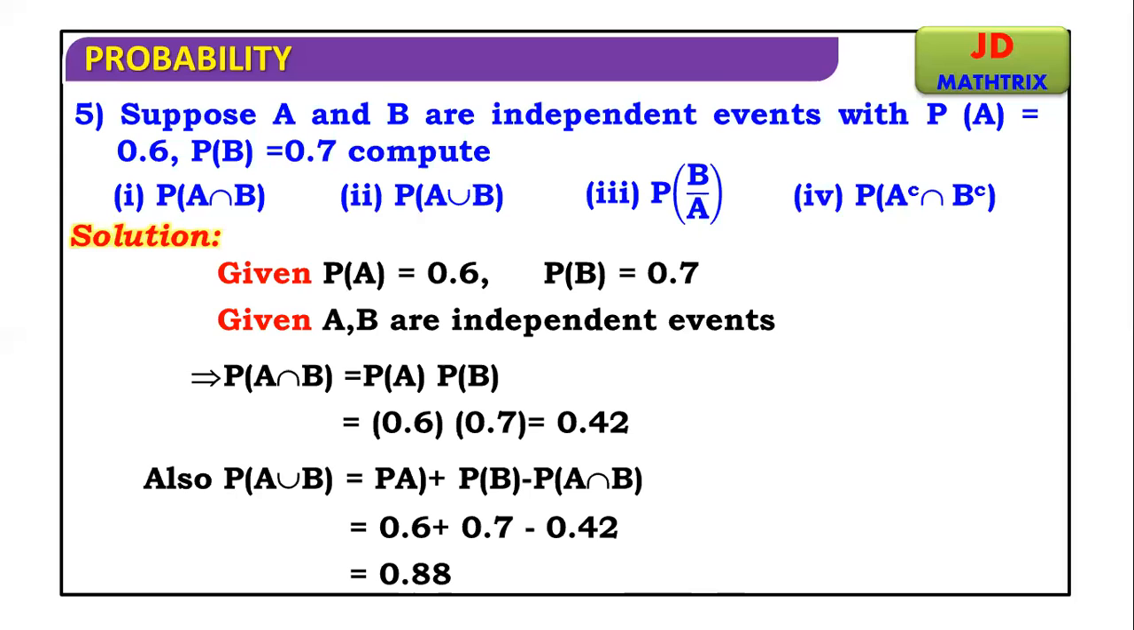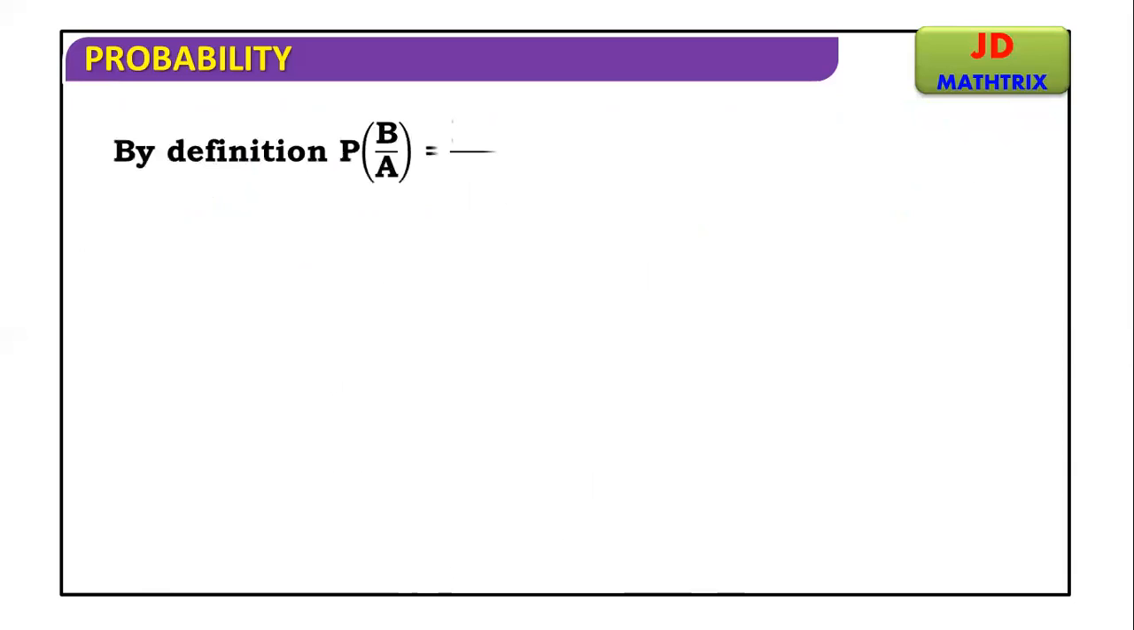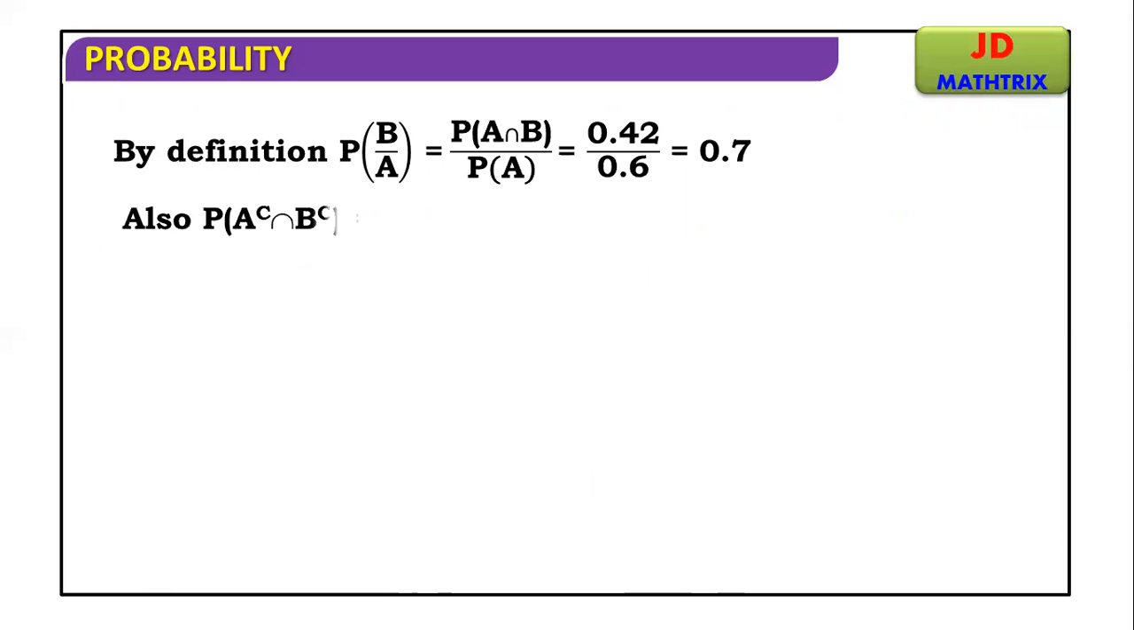Now coming to P of B by A. Clearly it is 0.7. P of B by A is equal to P of A intersection B by P of A, that is 0.42 by 0.6. That means 0.7.